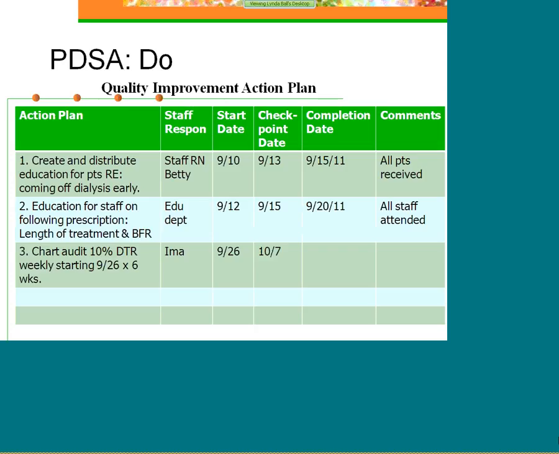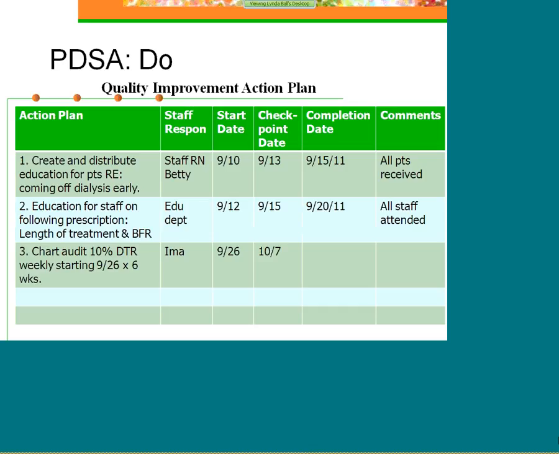So, number 2, they decided that they needed to do education for the staff on following the prescription, on the length of the treatment and the blood flow rates. And the education department is going to take that on. And so they're going to start on the 12th of September, and they're going to check in 3 days later because they've got their program all ready to go, and they want to make sure that everybody gets a chance to participate and to attend this training session. And it took them 8 days to get all the staff trained, but they did complete it on 9/20.